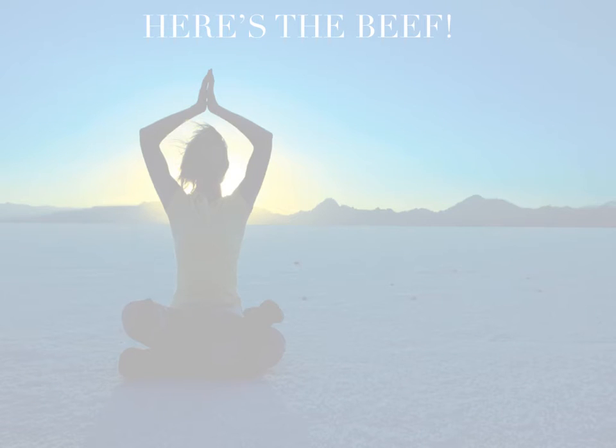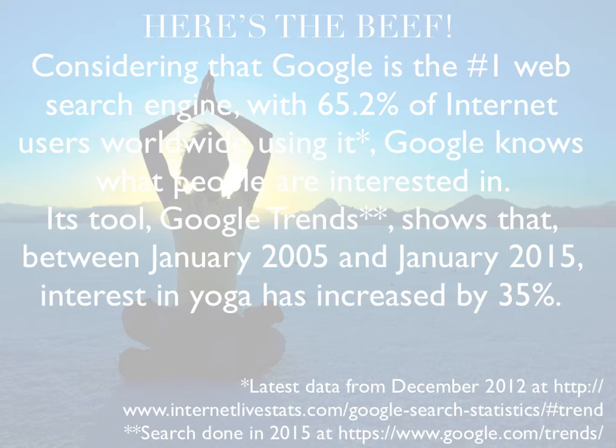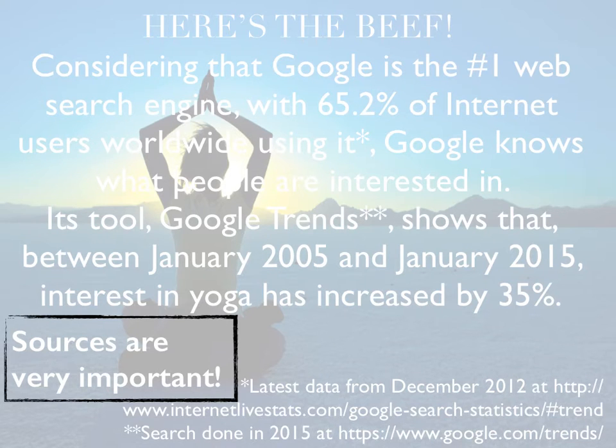For me, the beef is here. When I say that, first we look at Google, and I explained that Google is the #1 web search engine, and the data comes from a website that analyzes all the other web search engines, and it says that 65.2% of users in the world use Google. So the conclusion is Google knows what people are interested in. And they have a great tool that I'll explain in more details. And according to Google Trends, that's the tool, it shows that between January 2005 and January 2015, interest in yoga has increased by 35%. Here are the sources. Please remember that sources are very important.